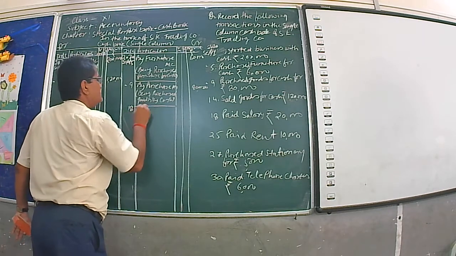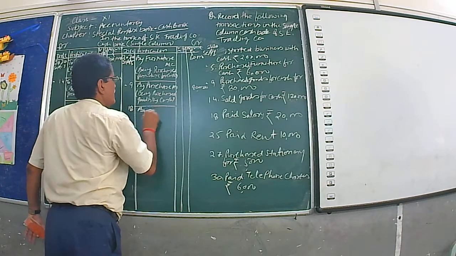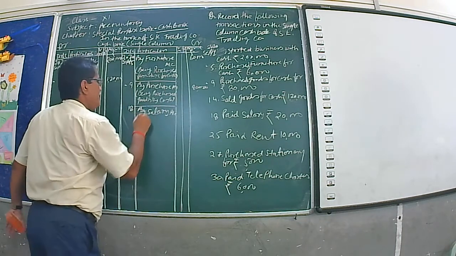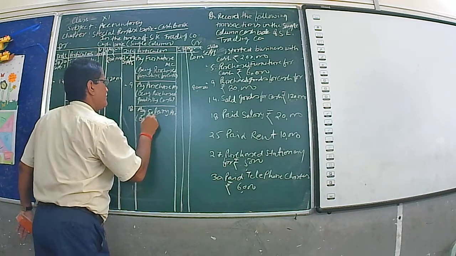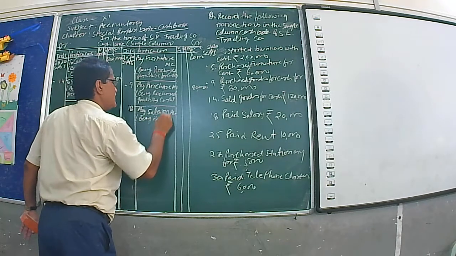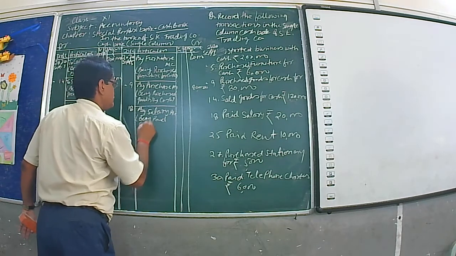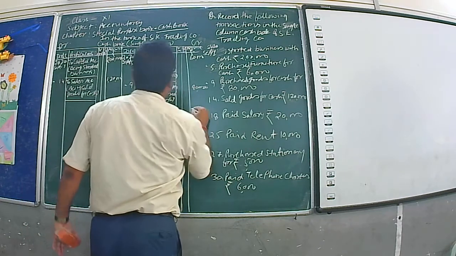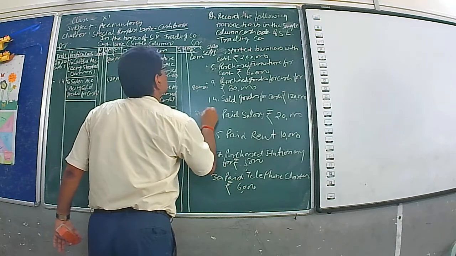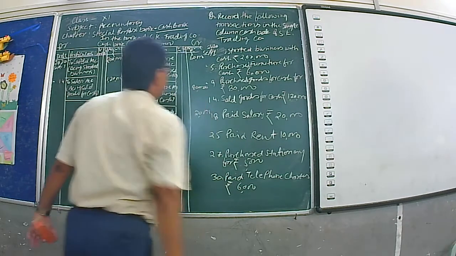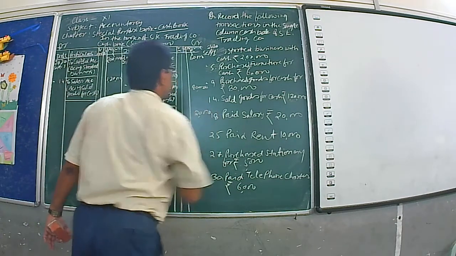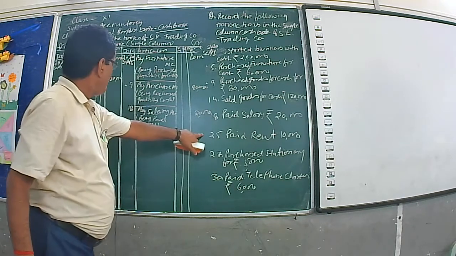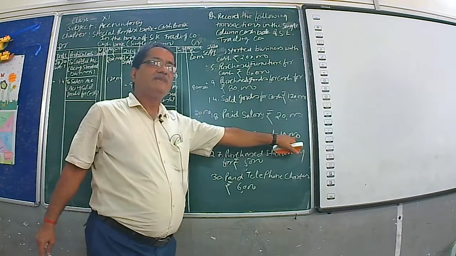Here, by salary account, being paid salary, and that is amount 20,000. Next one, 25. Paid rent rupees 10,000.